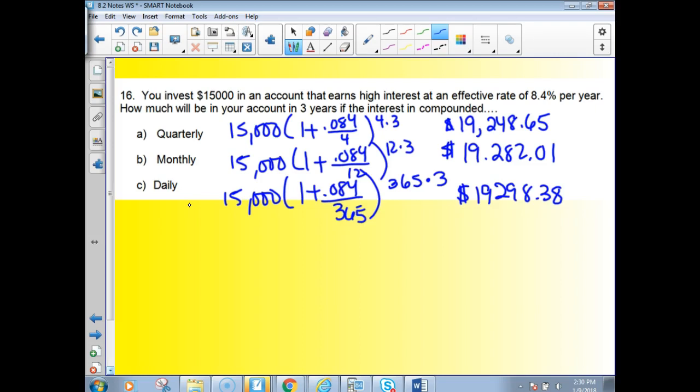Okay, now there is going to be something we're approaching, which is instantaneous compounding, and we're going to learn about that this week too. So there's a special number for that, and I'm going to teach you what that number is that gives you instant compounding. But for our purposes right now, the more often it's compounded, the more money you're going to make. Why is that?